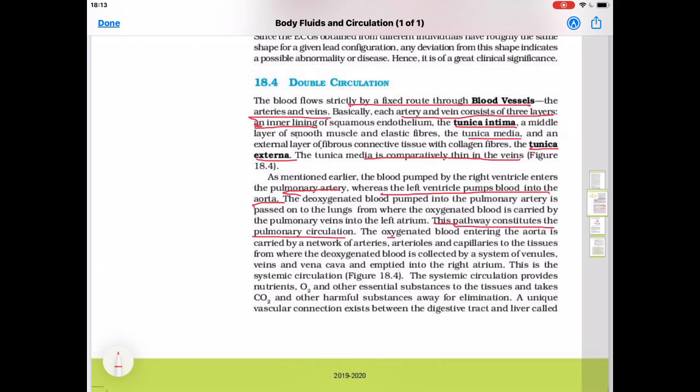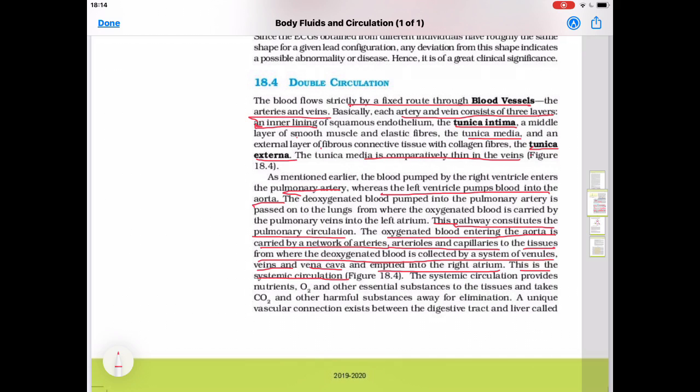The oxygenated blood enters the aorta, is carried by a network of arteries, arterioles, and capillaries to the tissues, from where the deoxygenated blood is collected by a system of venules, veins, and vena cavas and emptied into the right atrium. This is called systemic circulation. So, in systemic circulation, the blood moves through the aorta, then the aorta divides further into arteries, arterioles, and they supply blood to the tissue region. From there, venules combine to form veins, and then they combine to form vena cavas and open into the right atrium. This is known as systemic circulation.